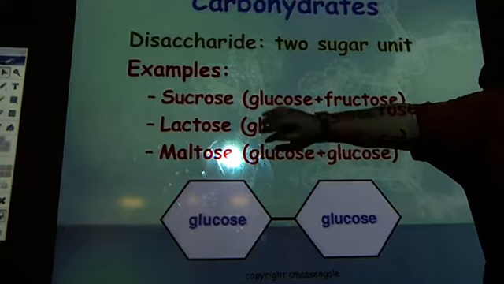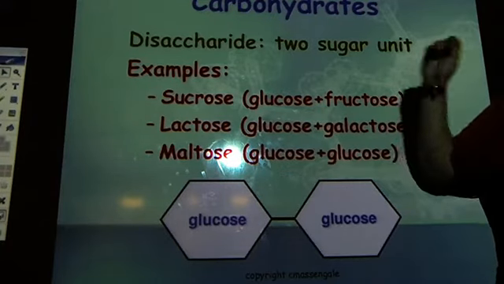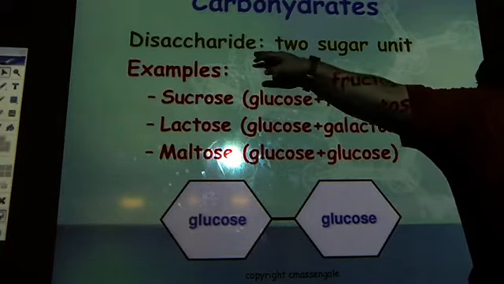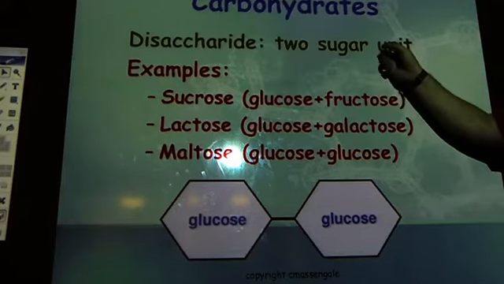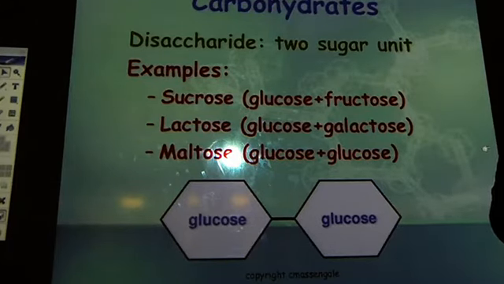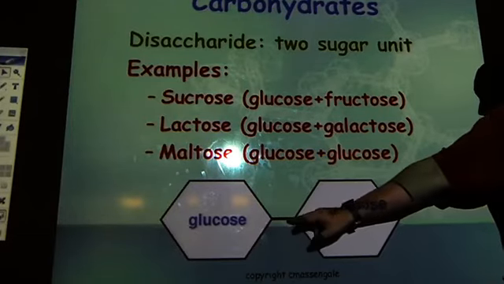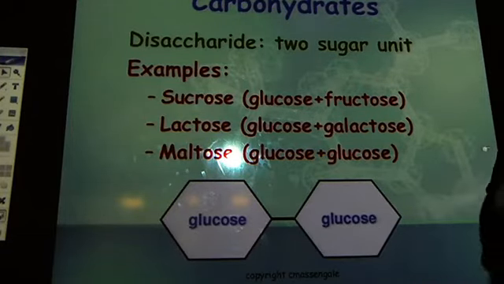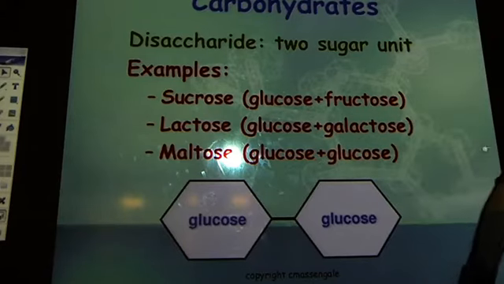All right, now, please, there is no need to write these. There's no need to write sucrose, lactose, maltose. What you do want to understand is that these are disaccharides. So they are 2 monomers of sugar. And look, glucose bonded to glucose. So this right here is maltose.